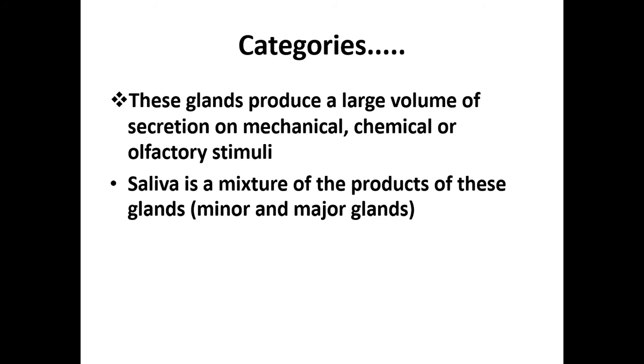These major glands produce a large volume of secretion on mechanical, chemical, or olfactory stimuli. The saliva in these glands is a mixture of the products of the minor and major glands.